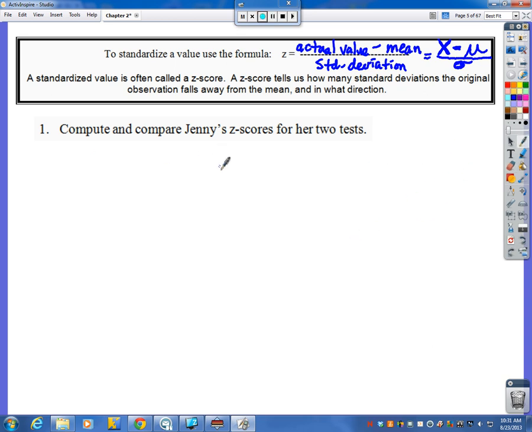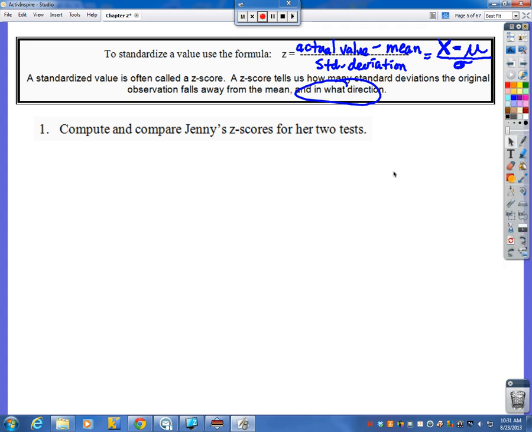So compute and compare Jenny's z-scores for her 2 tests. A standardized value is often called a z-score. A z-score tells us how many standard deviations the original observation falls away from the mean and in what direction. We'll talk about specifically how we know which direction we're going, if we're below or above.